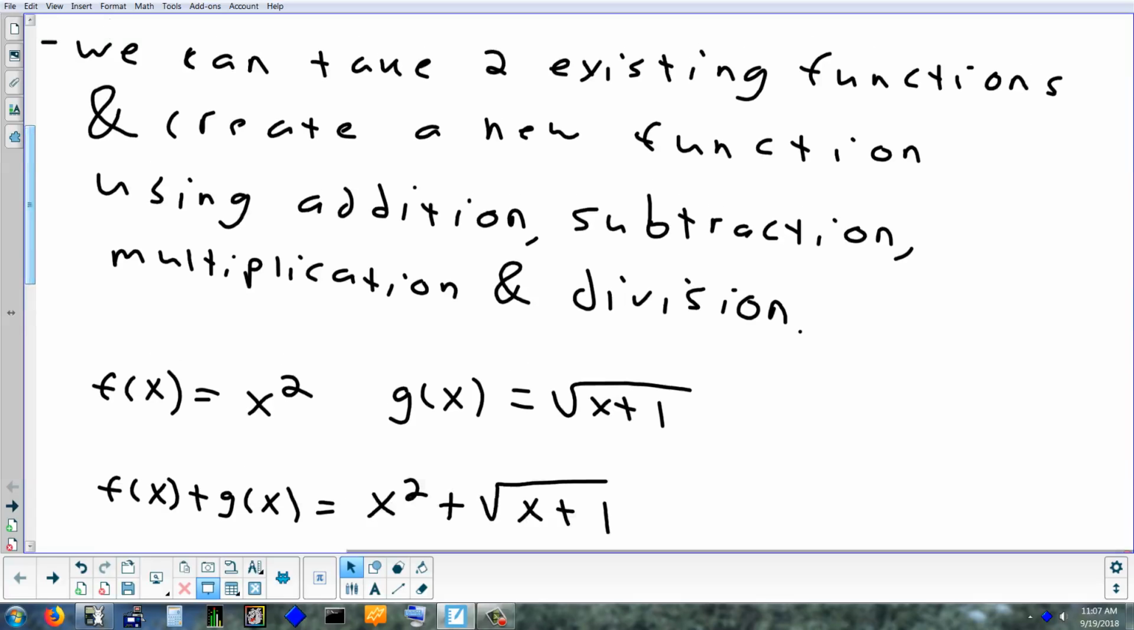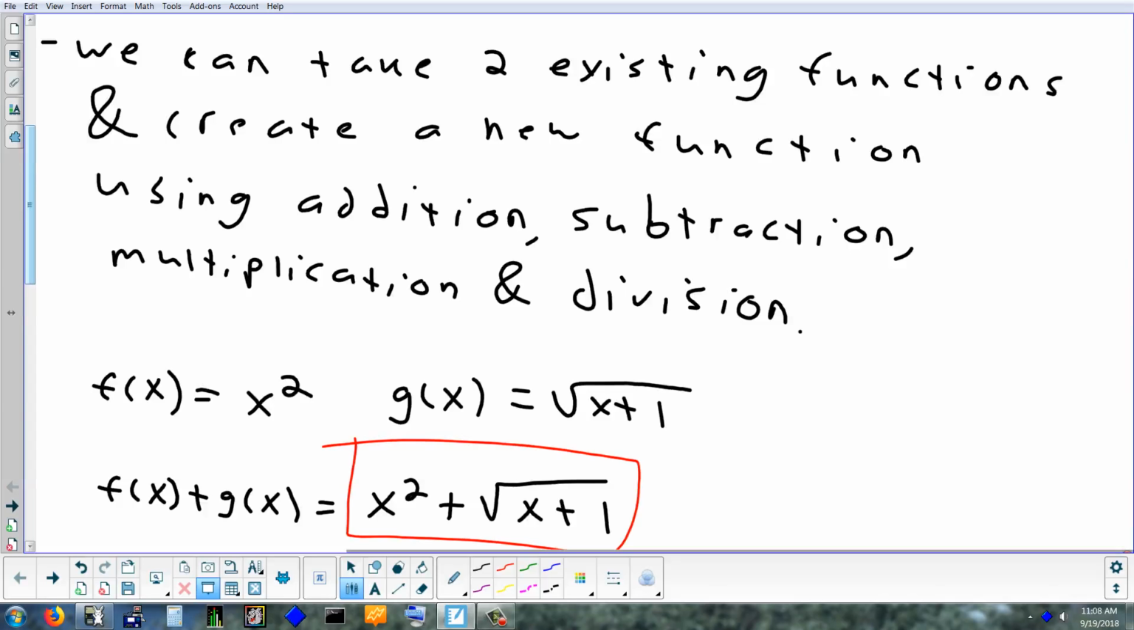There's no like terms. Okay, but this is a brand new function. If you were to graph what's in that red box, it would look a little different than either of the original functions because it's a combination of the two of them together. Any question on that idea? Just creating a new function from two that you already had.